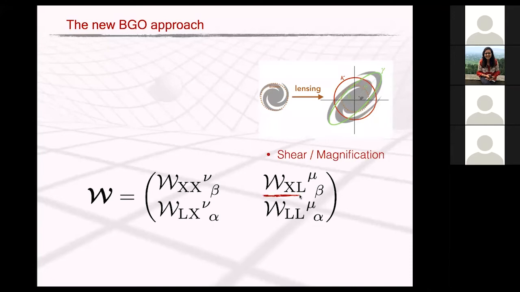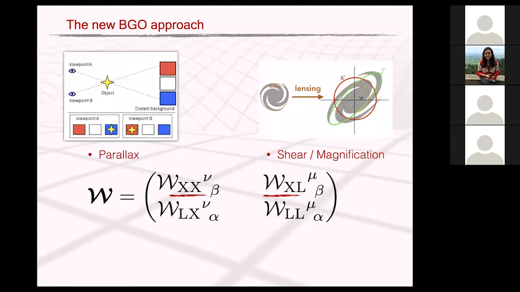WXL has information about the lensing effects, meaning the distortion of images due to the fact that the light is propagating in a curved spacetime. Or we have that WXX has information about the parallax effects, meaning the apparent motion of a source with respect to its background when we displace the observer. And many other effects can be described by taking combinations of the BGO.